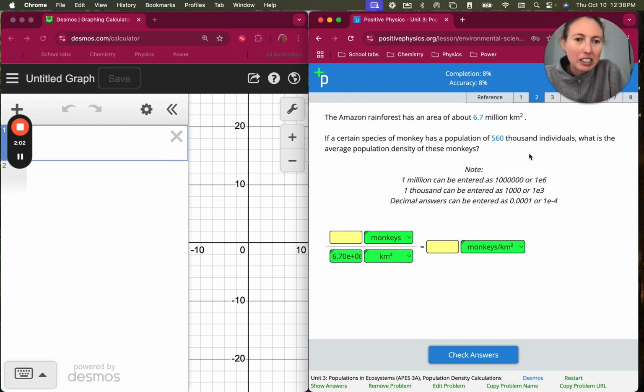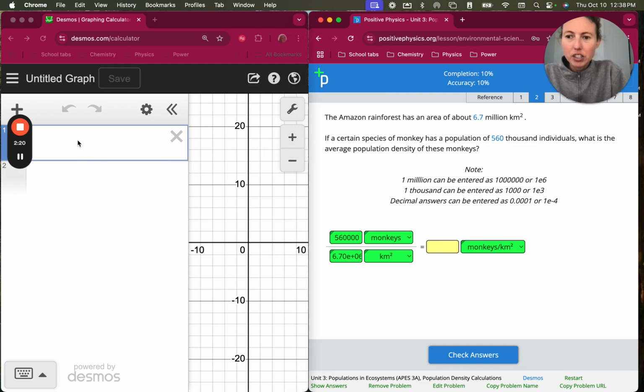And then the monkeys, 560,000 individuals. I'm going to show you the other way to write that one out. So 560 and then 1,000 means it has 3 zeros after it. So 1, 2, 3. And you can just check that that looks correct, that it accepts both of those answers.